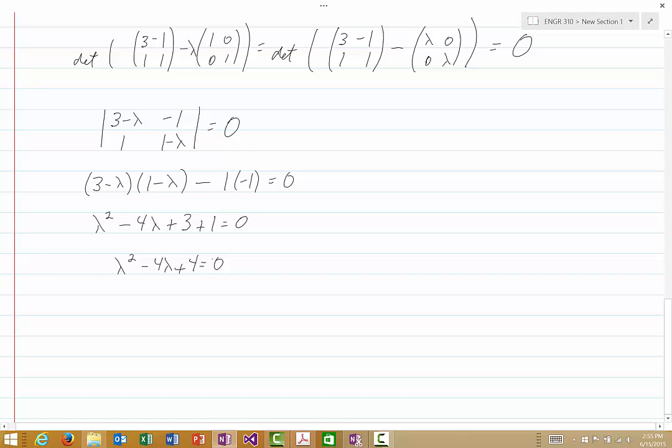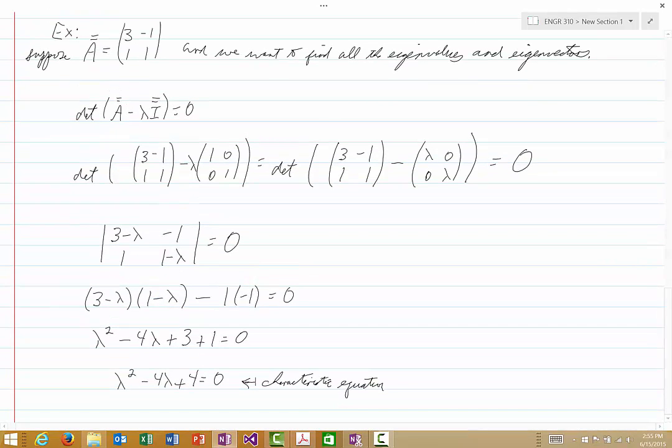Now this polynomial on the left-hand side of this equation is called the characteristic polynomial of the matrix. The equation is called the characteristic equation for the matrix A. And notice that the degree of the characteristic equation in this case is 2, because A was a 2 by 2 matrix. If the dimension of A were 3, then the degree of the characteristic equation would be 3.